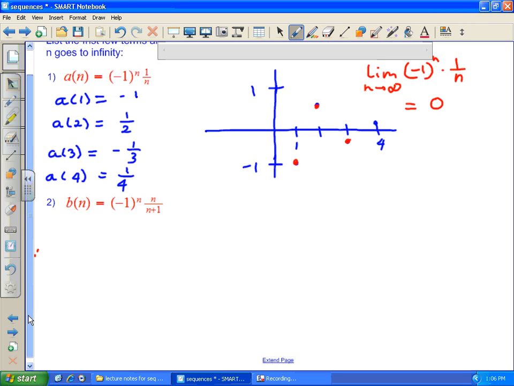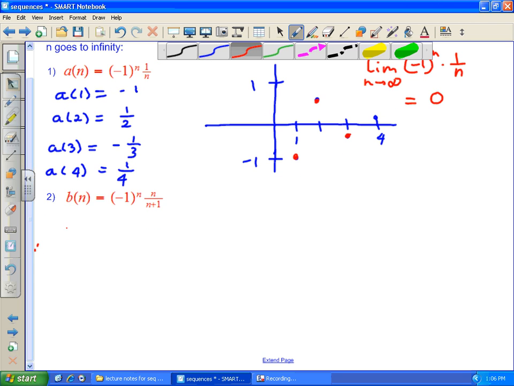How about the next one? What is the limit of b sub n, or b of n? By the way, some books write a sequence like this, b sub n. It means the same thing. It's a sequence. This is the nth term of the sequence. So we want to take the limit as n goes to infinity of negative 1 to the n times n over n plus 1. The question is, what is this limit?